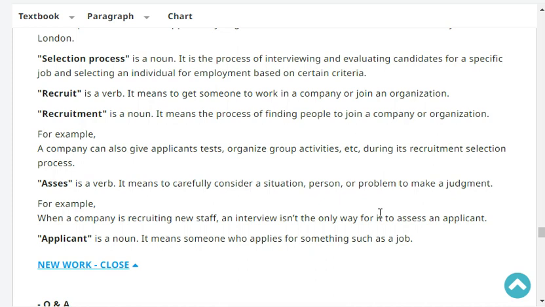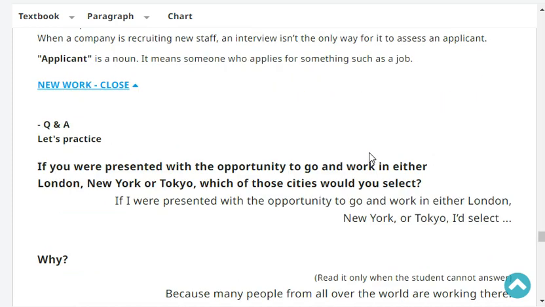Assess is a verb. It means to carefully consider a person, situation, or problem to make a judgment. For example, when a company is recruiting new staff, an interview isn't the only way to assess applicants. Applicant is a noun. It means someone who applies for something such as a job. Okay, let's practice.